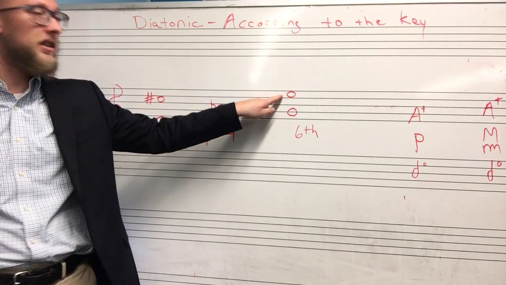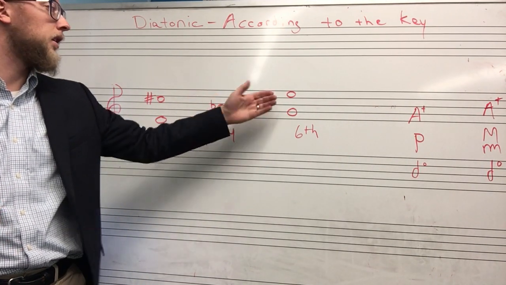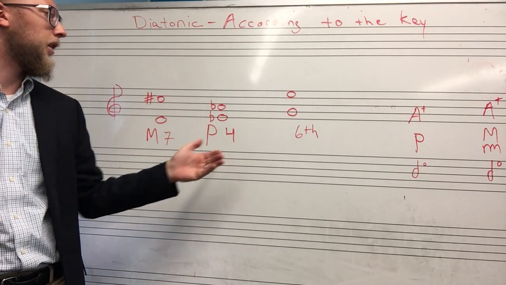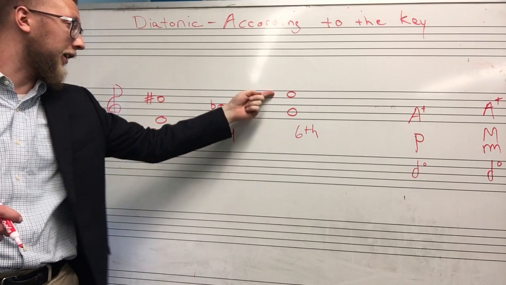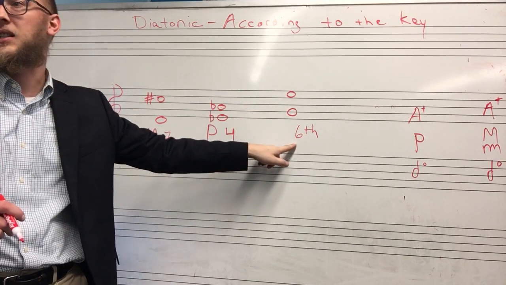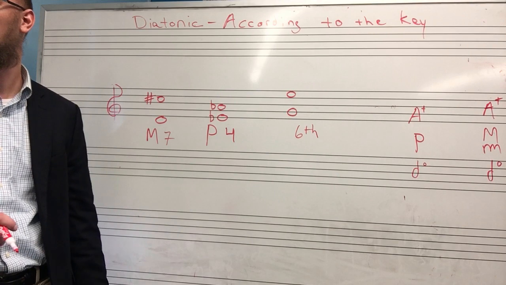Okay, is that this? No. So then in the key of G major, E should be natural. There should be nothing in front of it, correct? And I have nothing in front of it here, so that makes this what kind of 6th? Major. It's a major 6th.